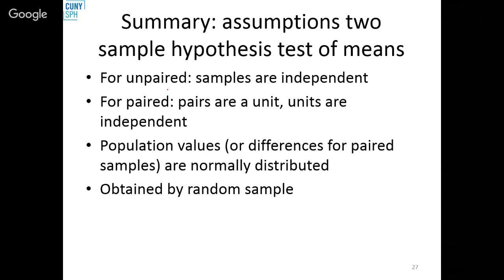So in the two sample independent case, the two groups are independent. For the paired case, those observations are not independent, but the different pairs are independent. So there's still an assumption of independent observations in both cases. We're assuming that the population values, whether they be the observations themselves in the unpaired case or the differences in the paired case, are normally distributed, and that the independent observations are obtained by a random sample.